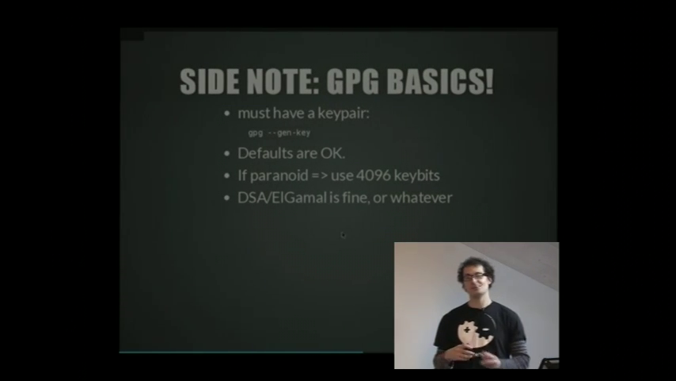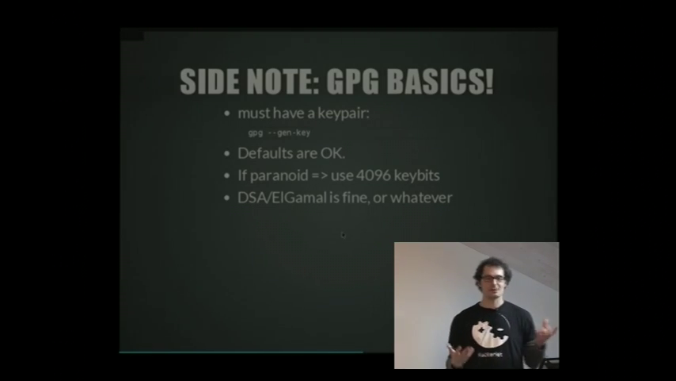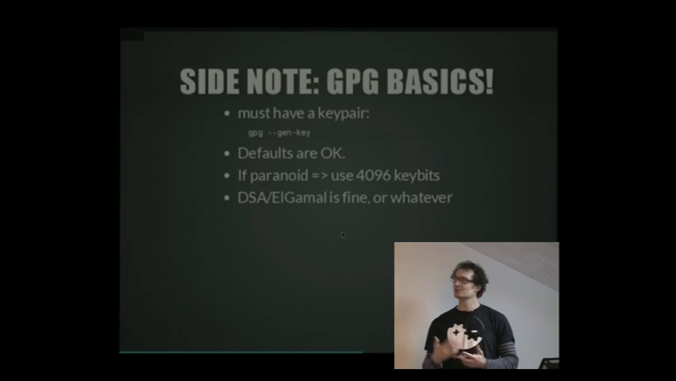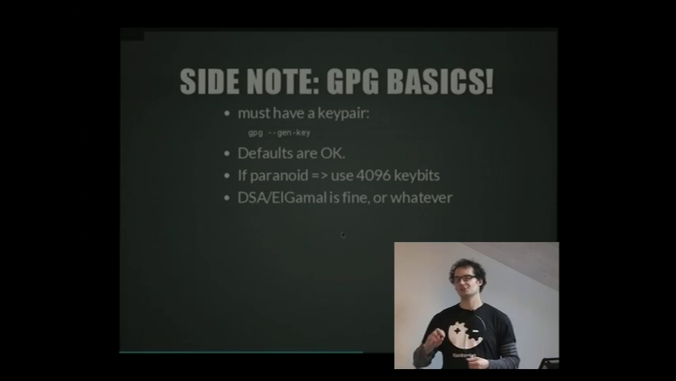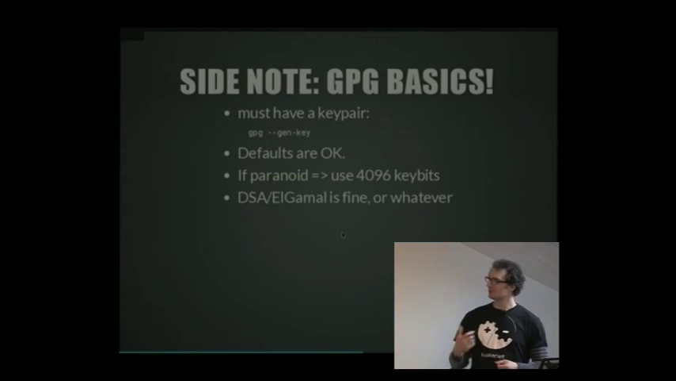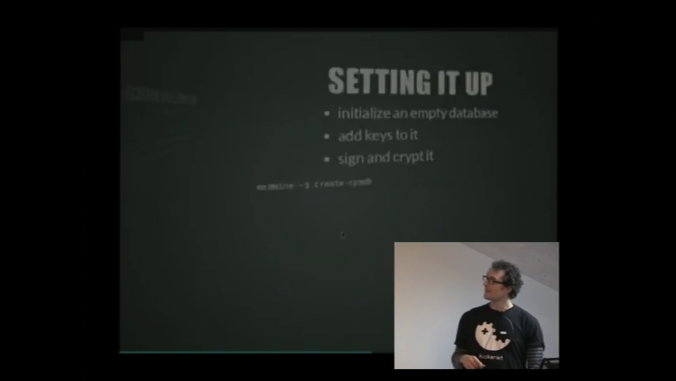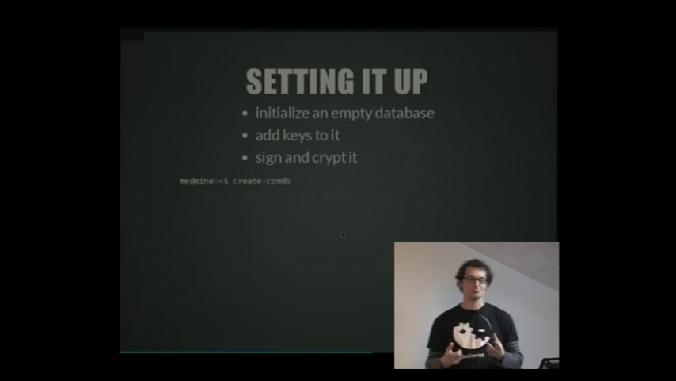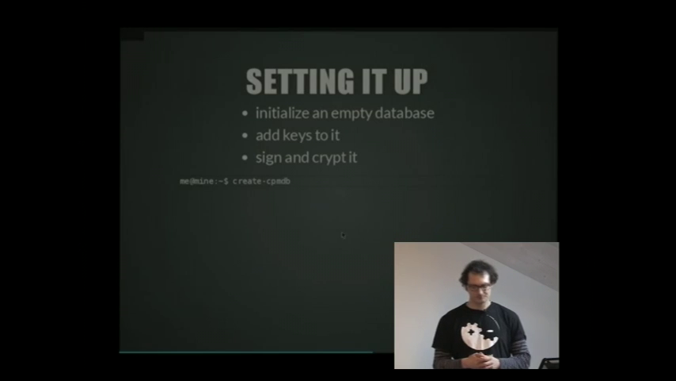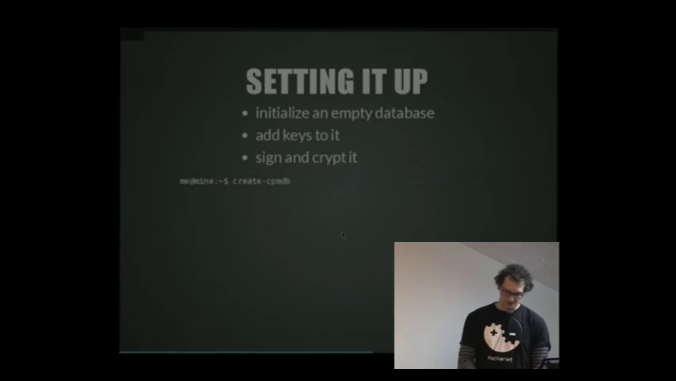Then there's a couple of GPG basics I'd like to step you through. If you're using CP/M, you need to have a key pair. You need to have a private and a public key. Defaults for generating keys are okay. You just do gpg --gen-key. And if you're paranoid, you can use 4096 bits. Then you set it up by initializing an empty database. Once you have CP/M, you write create CP/M to create a database. Then you can just add keys to it, sign it, and encrypt it.